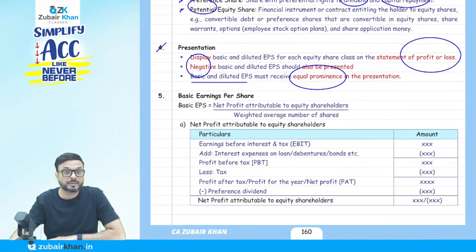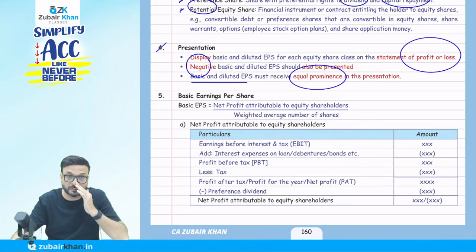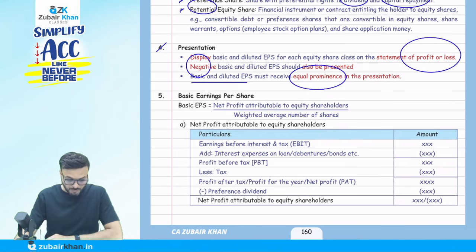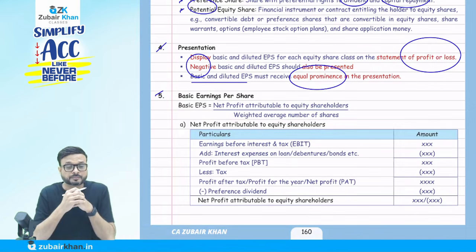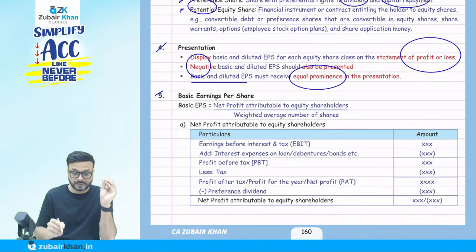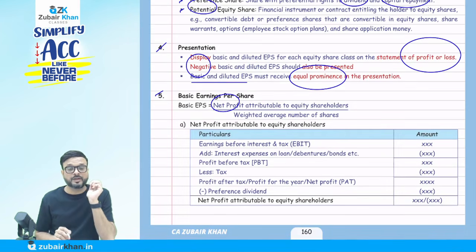Now we are coming to the main part, that is how to calculate the basic EPS. As we know, there are two types of EPS, basic and diluted. First, I am discussing with you how to calculate basic EPS. So what's the formula of basic EPS? When we calculate basic EPS, it's net profit attributable to equity shareholders divided by the weighted average number of shares.